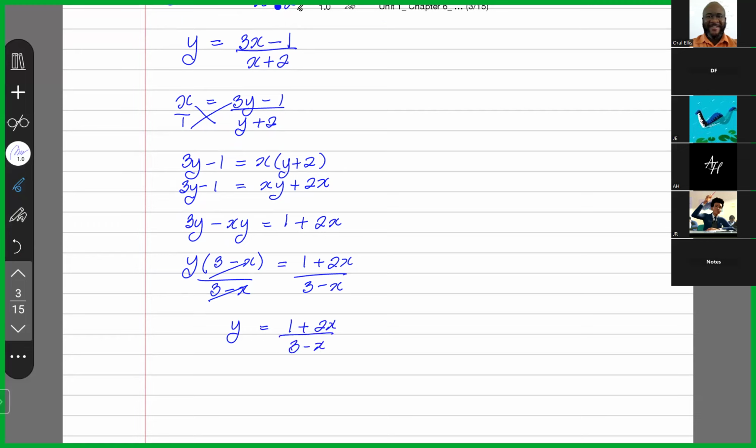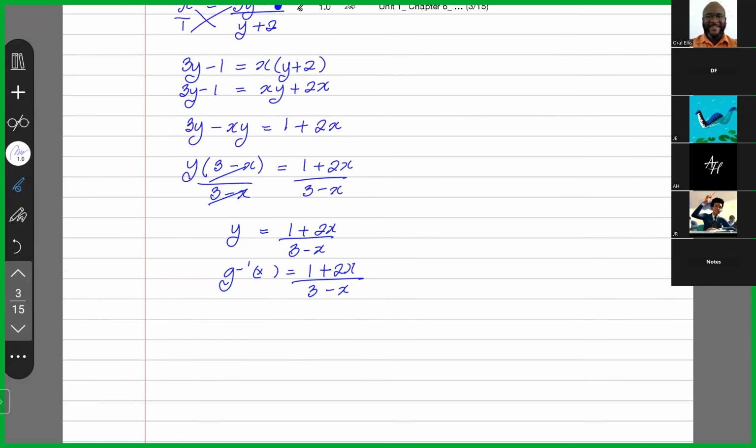Step 4, take out y and say g inverse of x is equal to 1 plus 2x over 3 minus x. The last step, so that is the first part of the question.